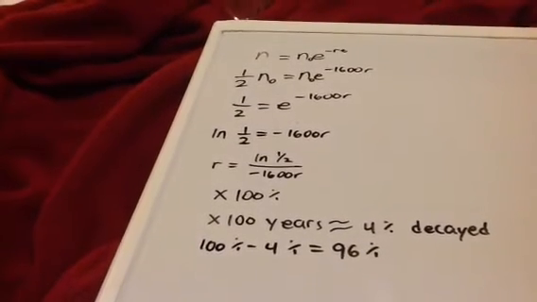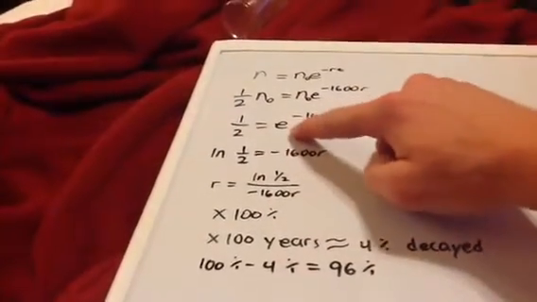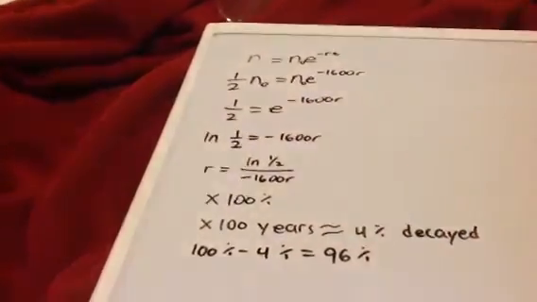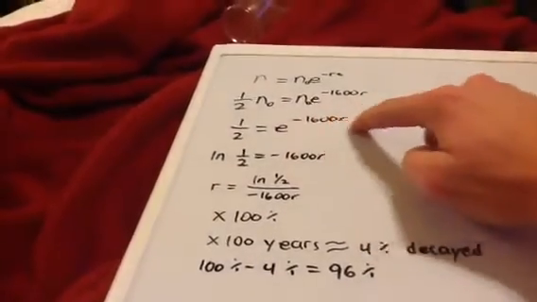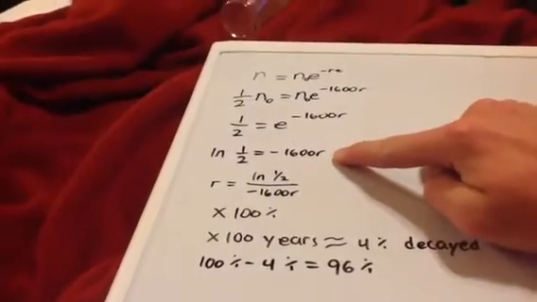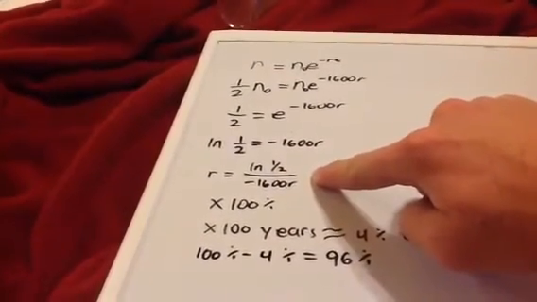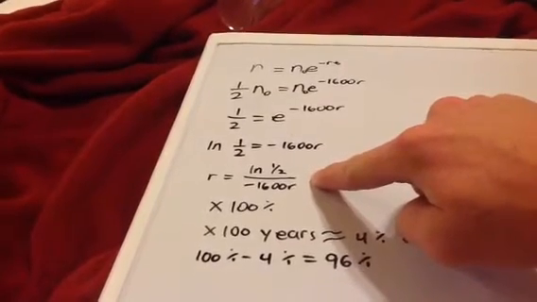And then if you take the natural log of both sides, we end up with the natural log of 1/2 on the other side, and when you take the natural log of e raised to anything, you can go ahead and take that number out, and then the natural log of e just cancels out, so we end up with negative 1600r. And then solve for r, which that's the figure where the calculator comes into play.